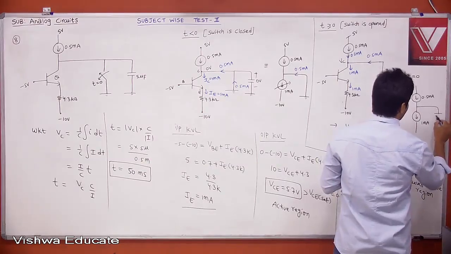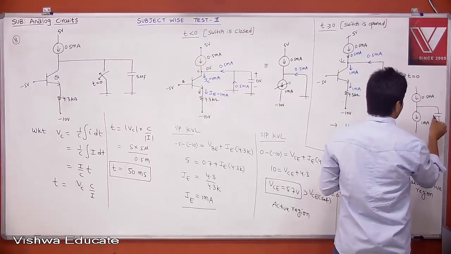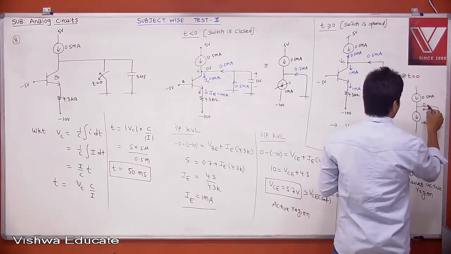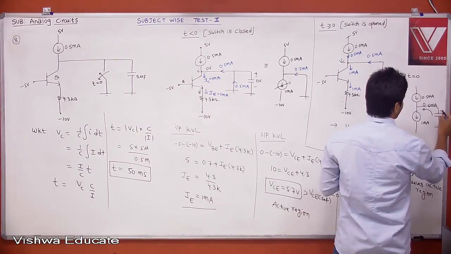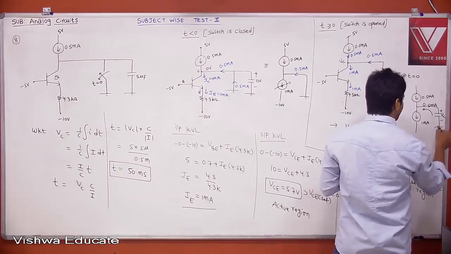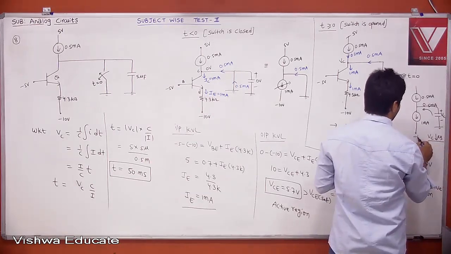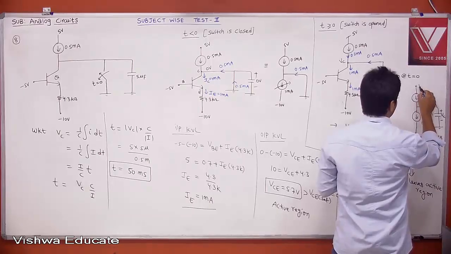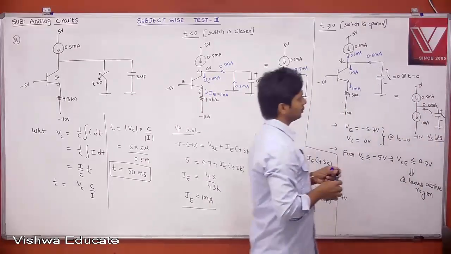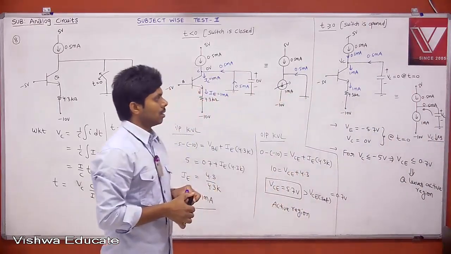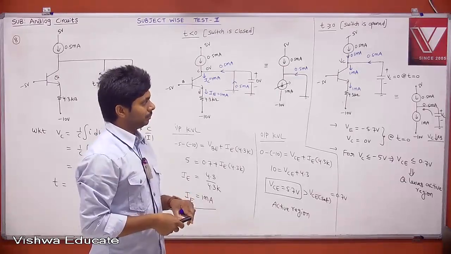But there is a path which is nothing but your capacitor. Now, that extra current has to come from the capacitor only. That is nothing but your 0.5 milliampere. Therefore, your capacitor voltage will decrease. The voltage across the capacitor will decrease. Your VC decreases. That is what it is, to satisfy KCL.